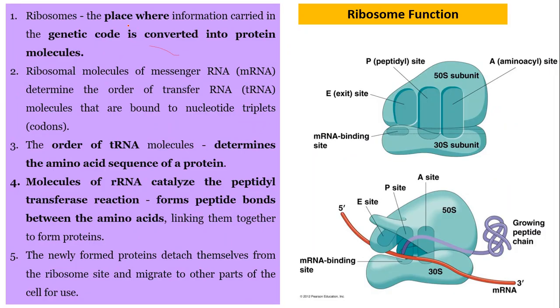Let us look at the function of the ribosome. What will it do? These are the sites you find inside the ribosome. This diagram is very important. Ribosome is the place where the information which is carried in the form of genetic code is converted into protein molecule. It will translate the information which is present on the mRNA into the protein.